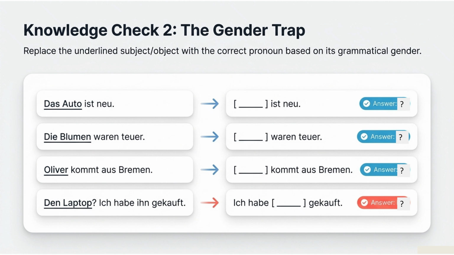Now, knowledge check 2. The gender trap. Replace the underlined words with the correct pronouns based on the grammatical genders. First example. Das Auto ist neu. Es ist neu. Die Blumen waren teuer. Sie waren teuer. Oliver kommt aus Bremen. Er kommt aus Bremen. Den Laptop. Ich habe ihn gekauft.